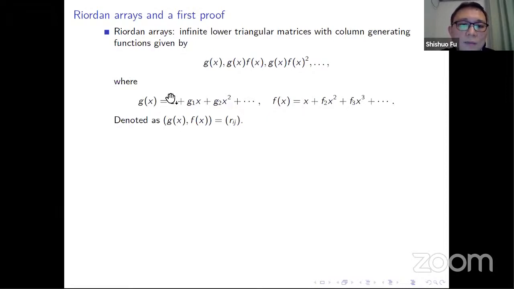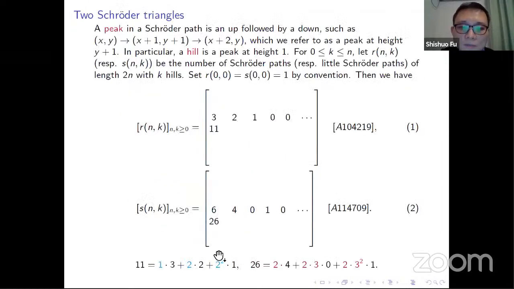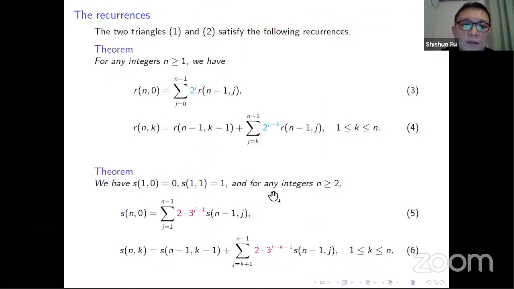The G(x) must have a non-zero constant term, and F(x) has zero constant term but must have a non-zero linear term. Usually, we take this leading coefficient to be 1. This is the so-called standard Riordan array. Anyways, in the theory of Riordan arrays, here is an alternative characterization, not using column generating functions, but using what we have observed here, such recurrence rules.